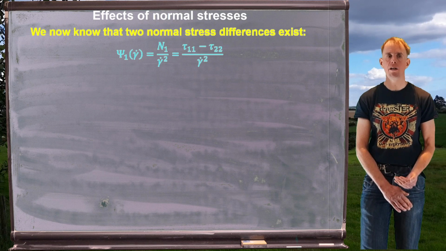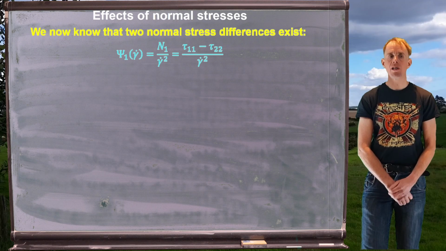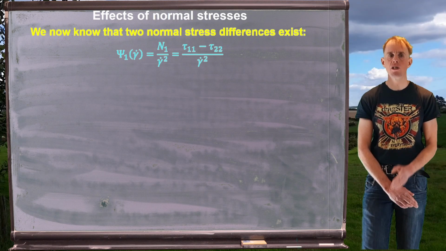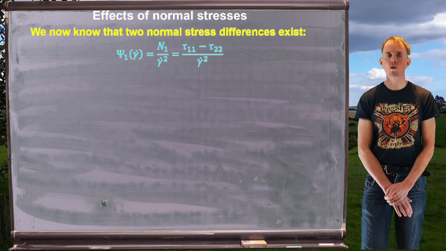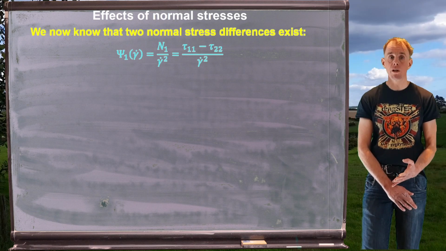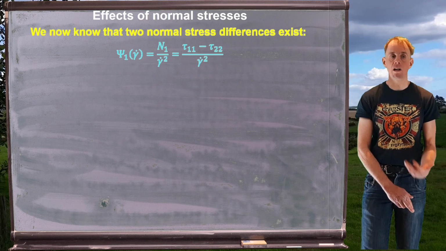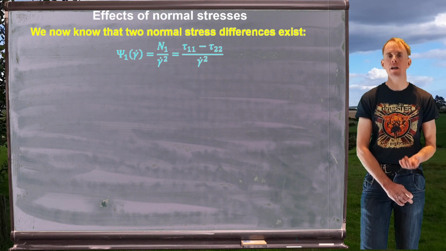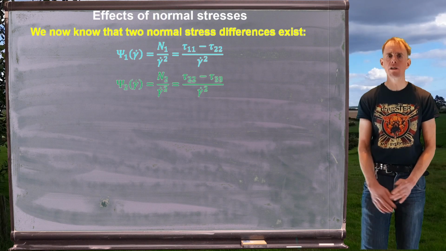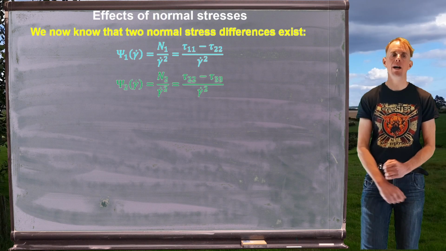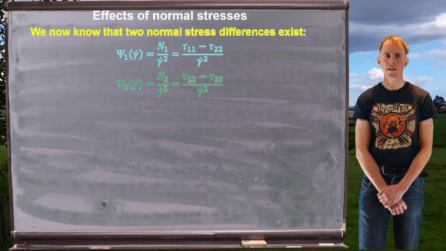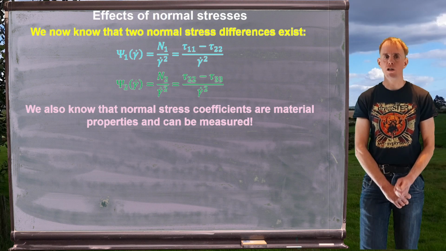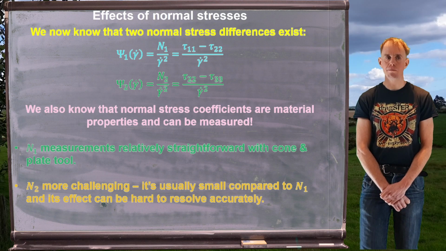We have N1, our first normal stress difference, which is tau11 minus tau22, the one direction being the flow direction, the two direction being the flow gradient direction. We also know that we've got a material property psi1, the first normal stress coefficient, and that's N1 over gamma dot squared. And we can write similar expressions for N2 and psi2 as well. So we know that normal stress differences and normal stress coefficients are material properties and that we can measure them.